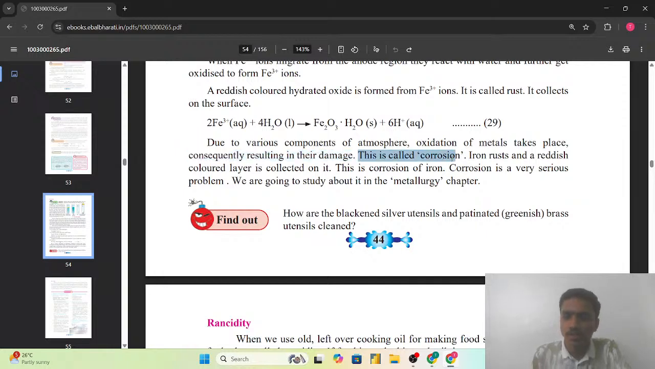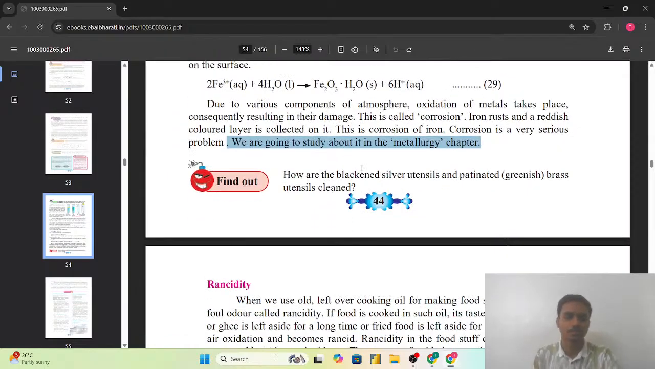So this is what is called corrosion. Iron rusts and a reddish colored layer is collected on it. This is corrosion of the iron. Corrosion is a very serious problem. We are going to study about this in the metallurgy chapter, so we will be studying corrosion in detail in the chapter on metallurgy.